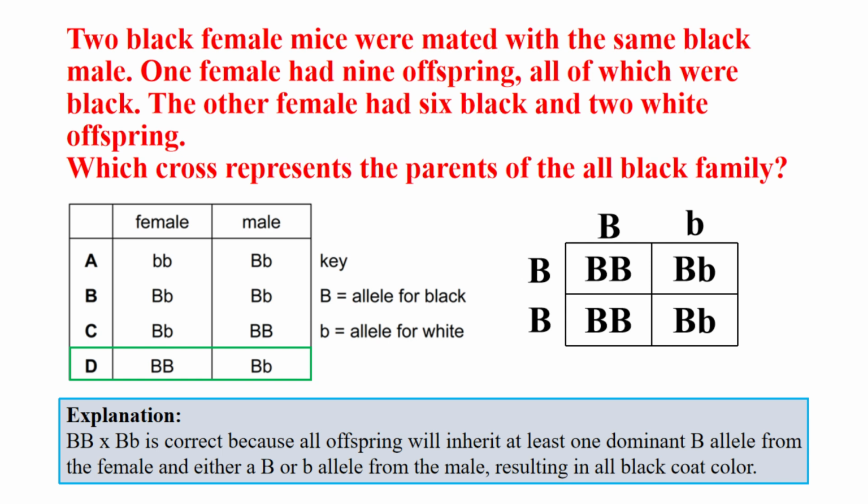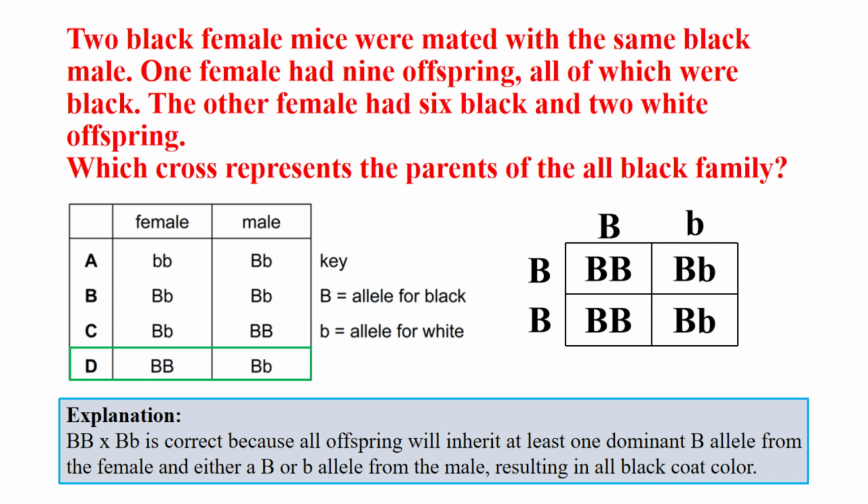Option C, BBXBB. The female is black with a BB genotype, and the male is black with a BB genotype. This cross will always produce black offspring, as each offspring inherits at least one dominant B allele from both parents. This matches the all-black family perfectly.